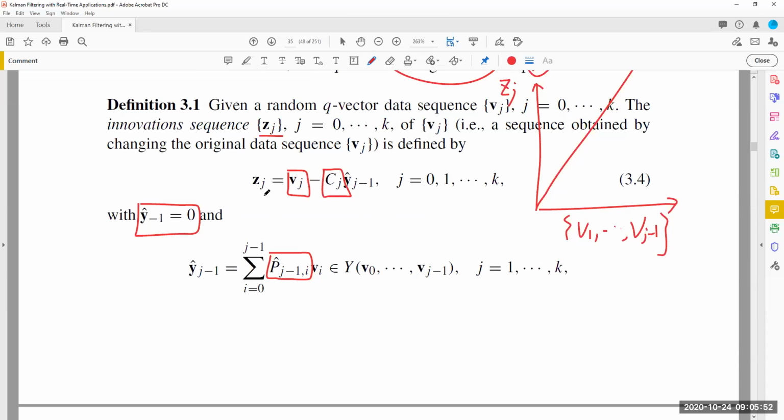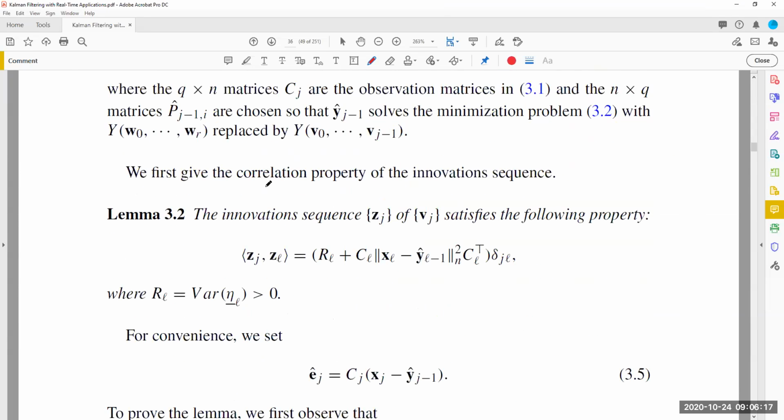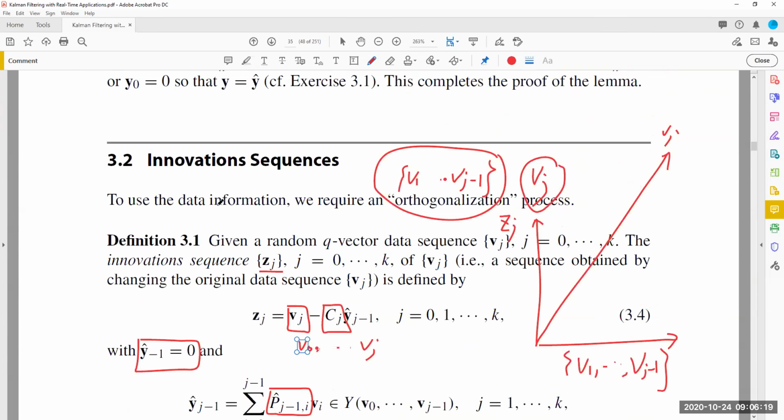So in this way, we can also see that Zj is a linear function of V0 until Vj. Then to get Zj, it requires an orthogonalization process.